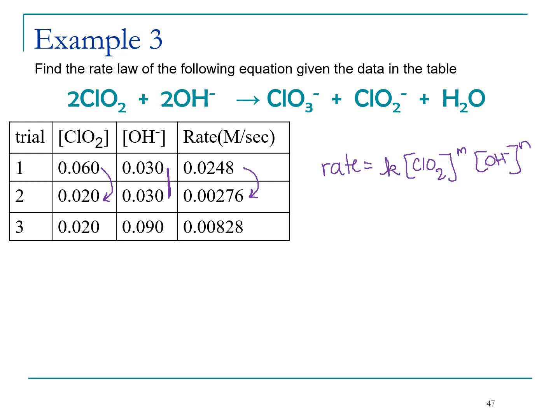So I'm going to plug my numbers in. For the rate, I'm going to take the bigger one, trial 1 divided by trial 2, which is going to equal 0.06 divided by 0.02. So it's not always double. But if we do that math, what do we get? We get 0.0248 divided by 0.00276, which is going to give us 9. So this is 9.